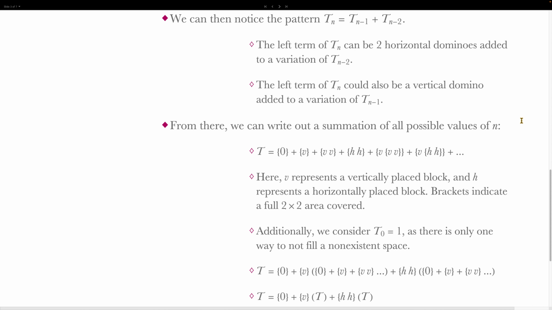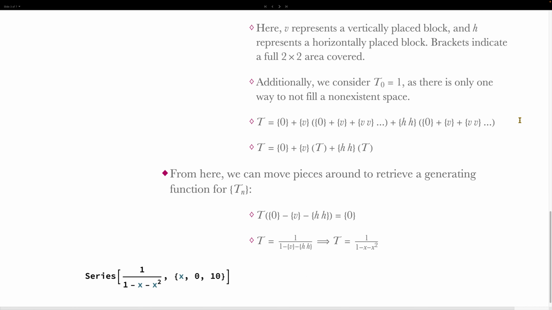From there, we can factor out a vertical block and 2 horizontal blocks to get t is equal to nothing plus a vertical block times nothing plus a vertical block plus 2 vertical blocks, and so on and so forth, plus 2 horizontal blocks times nothing plus a vertical block plus 2 vertical blocks, and so on and so forth. From there, we can rewrite this as t is equal to nothing plus a vertical block times t plus 2 horizontal blocks times t. Finally, we can move some pieces around to retrieve a generating function for t sub n.